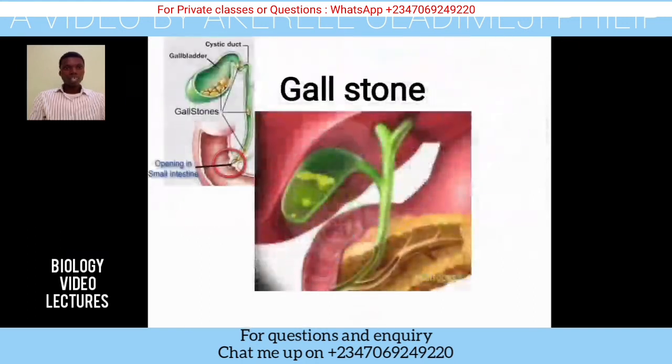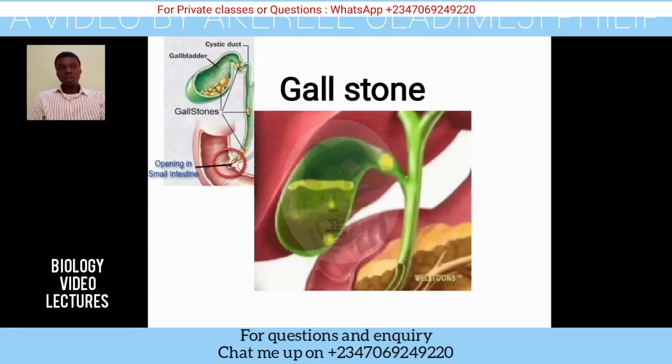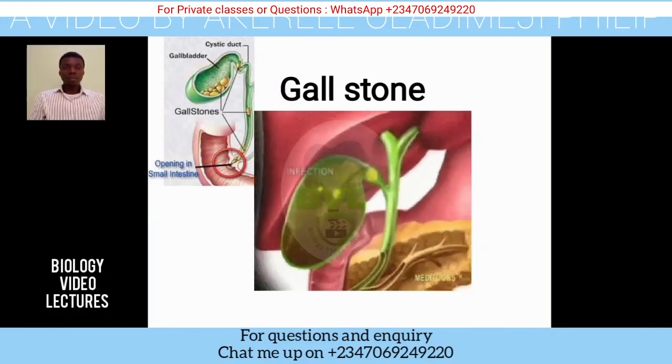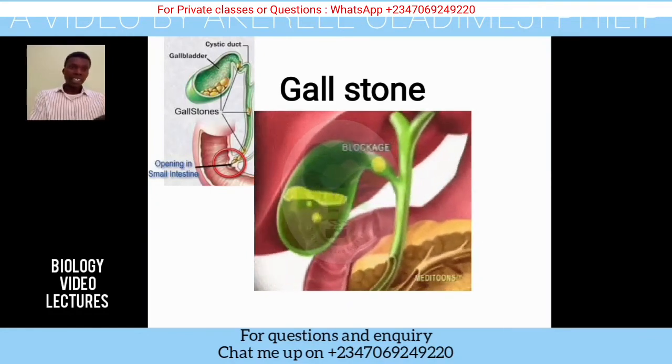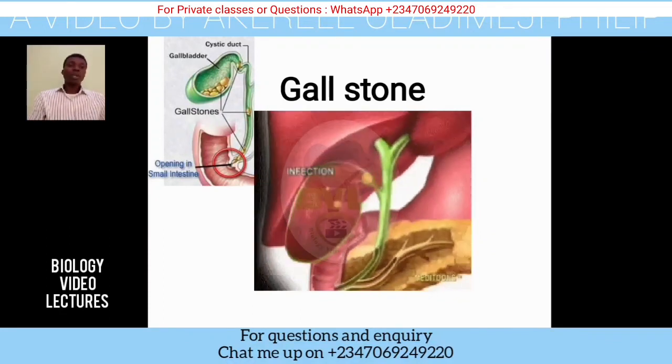So this is what it looks like. You can see the stony masses here. Those are gallstones. All right. You can see it here. There's a blockade that will prevent the flow of bile out of the gallbladder when it is needed. All right.